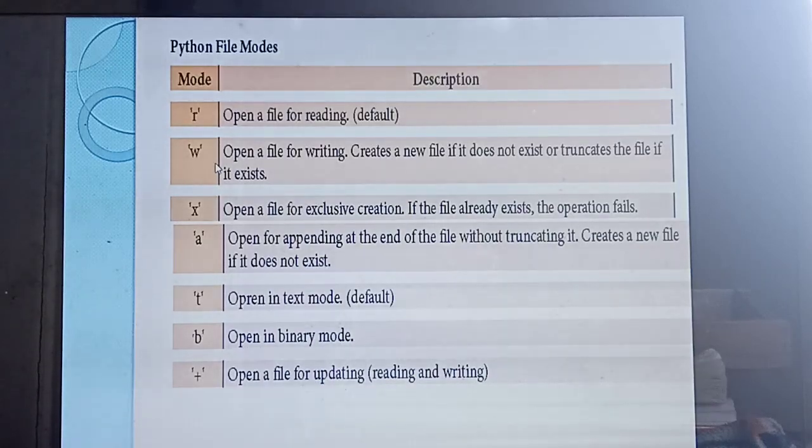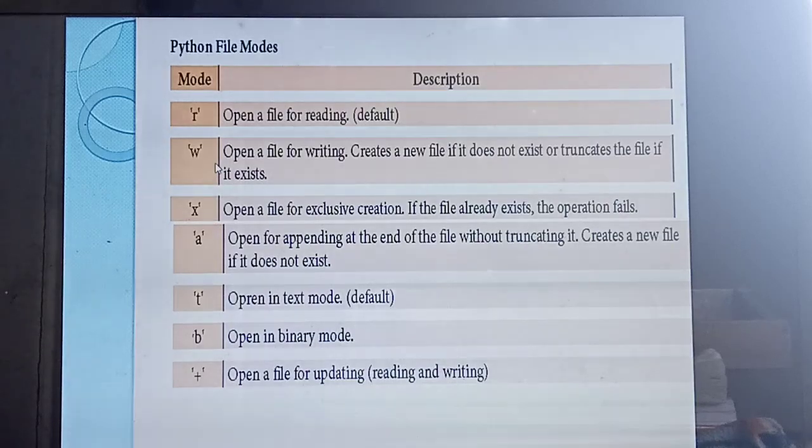Next one is X, that is exclusive creation. What does exclusive mean? If the file is already there, it will exit. If it is not there, it will create it. Next, A means appending, that means adding to the file at the end without modifying any existing content. If the file does not exist, it will display the message that the file does not exist.